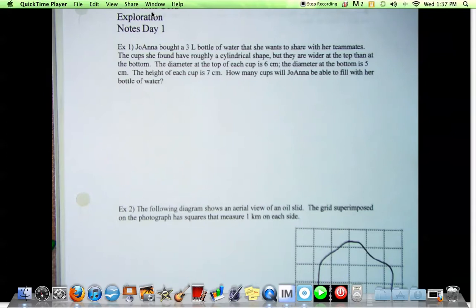So, you guys have cups, and you're going to share water with other people. Okay? So, what do you notice about the top and the bottom of the cup? It's bigger on top and smaller on bottom. Okay. So, what should we find with this cup? Area. The volume, how much it can hold, right? Yeah. If the top is bigger than the bottom, how can we find the volume?